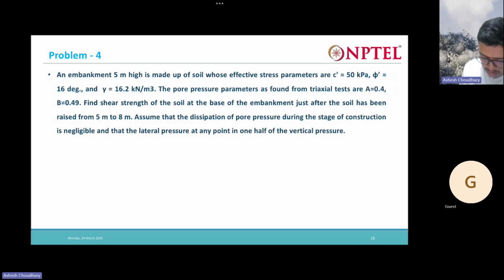So what is my shear strength? It is nothing but sigma prime tan phi prime plus C prime. Now, what is my total pore water pressure increase?